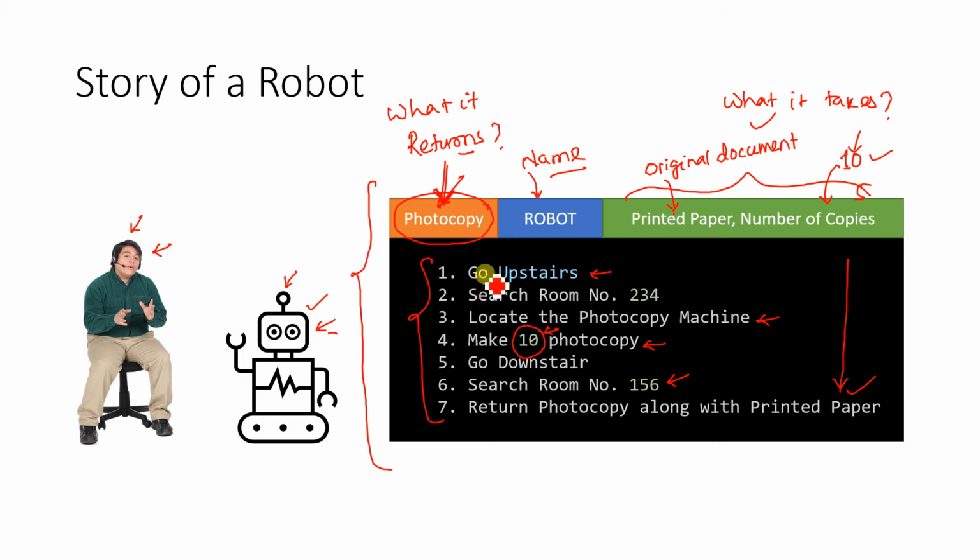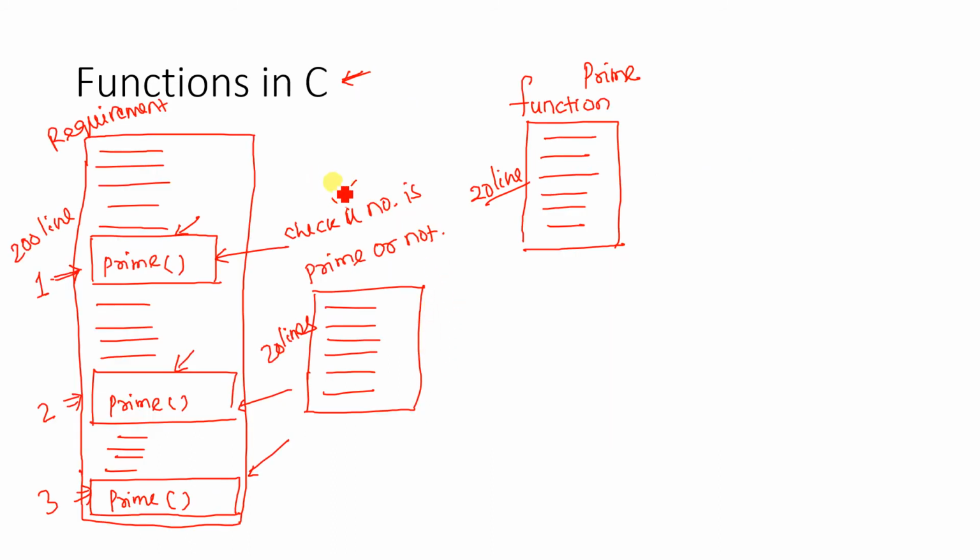The man has already written the steps, the robot has already read these steps on what to do. So every time this man calls this robot, he need not explain all these lines repeatedly. He has to call like this: robot, please take this printed paper, make 5 photocopies. So the robot knows how to make five photocopies by following these lines, right? The same thing in C programming also we are doing. So this is the actual requirement of a function in C programming language.